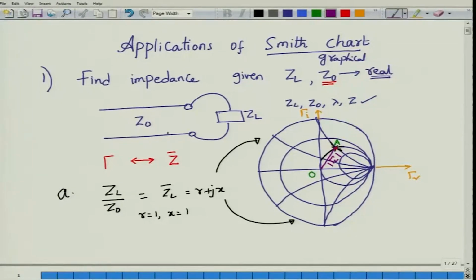We have also seen that the largest circle on the Smith chart will have the maximum value of gamma L, correct, and that maximum value will be equal to 1. So for example, if I am located on the outer periphery of the chart and draw this line, it will have the maximum value of gamma L, which we take as 1.